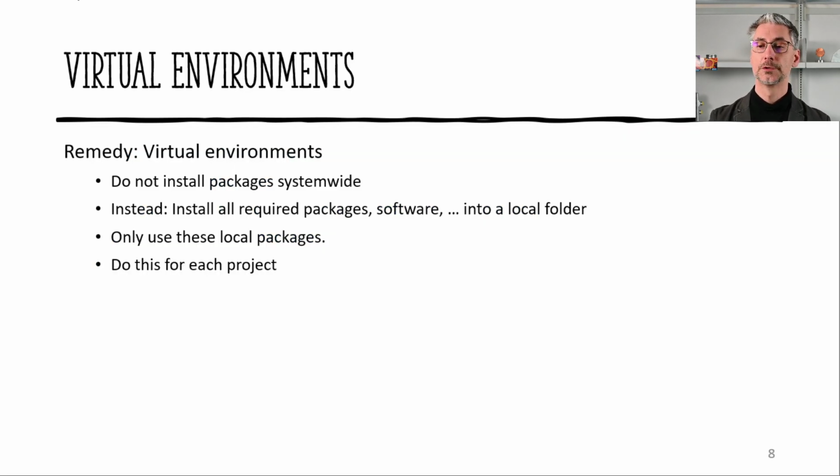So what can we do to remedy this? One of the options that we can use is using virtual environments. So we don't install all the libraries system-wide. Instead, we sort of create a protected environment, shall we say, where we install all the required packages and software into a local folder, and then only use this local installation, and we can use this for each project that we want to work on in parallel. So these don't mix and mingle, and we can well separate all the different packages and all the different versions.